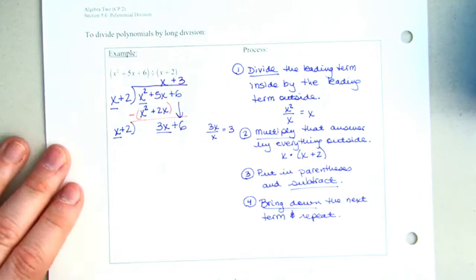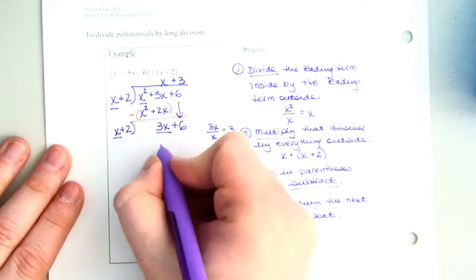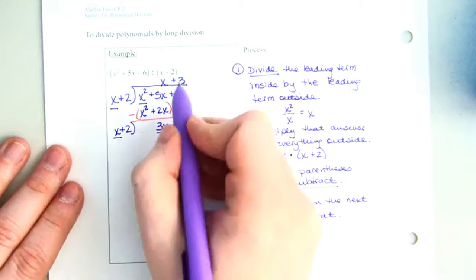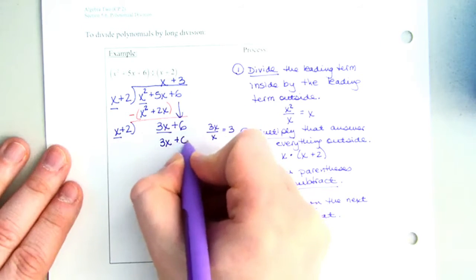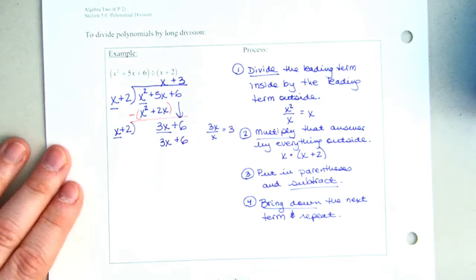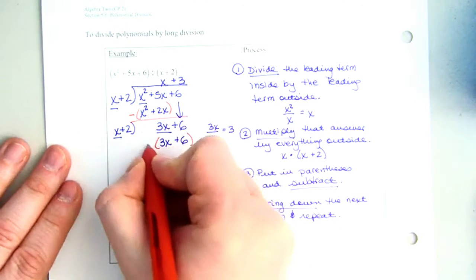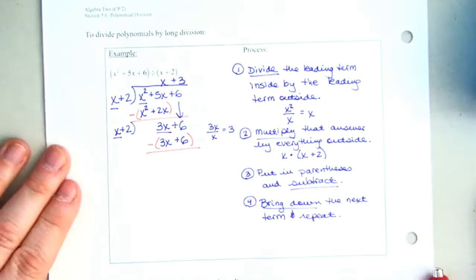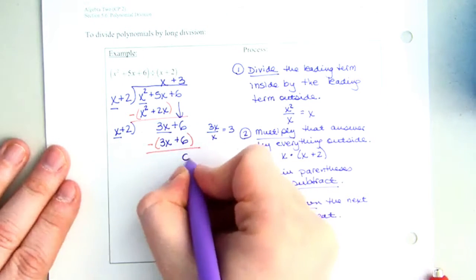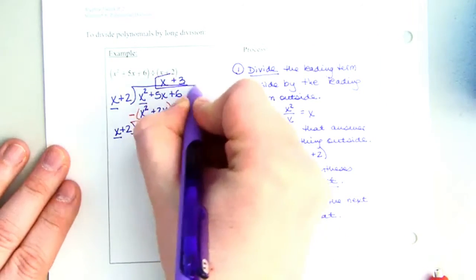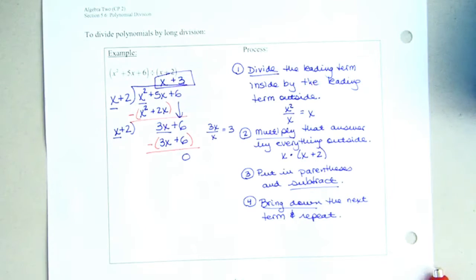Now I'll multiply. 3 times x gives me 3x. 3 times 2 gives me 6. I'm going to put in parentheses and subtract. Everything canceled. We have no remainder. And my answer is x plus 3. This process is long division.